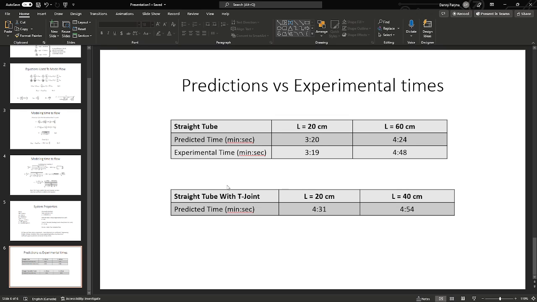For the straight tube with the T-joint, we found that for 20 centimeters, it would be 4 minutes 31. For 40 centimeters, it would be 4 minutes 54. It makes sense that if you add the T-joint, it will be much slower than what you will have with the straight, because the T-joint adds extra minor loss coefficients as the water has to flow through it, and the momentum changes, which means you lose the potential energy due to friction.